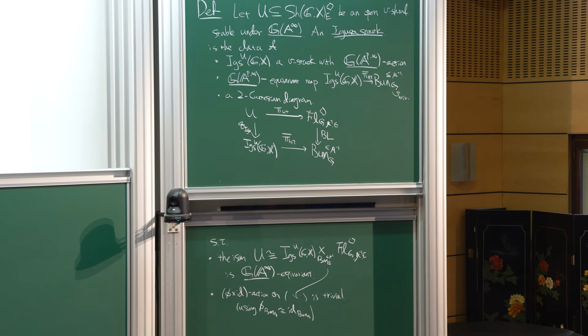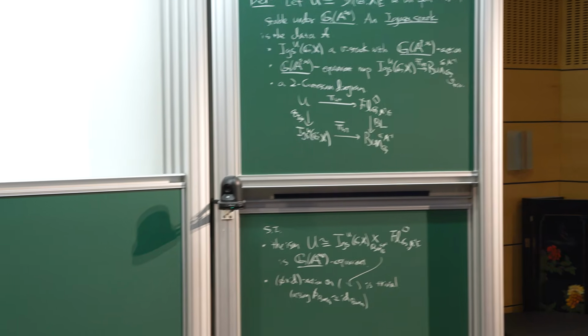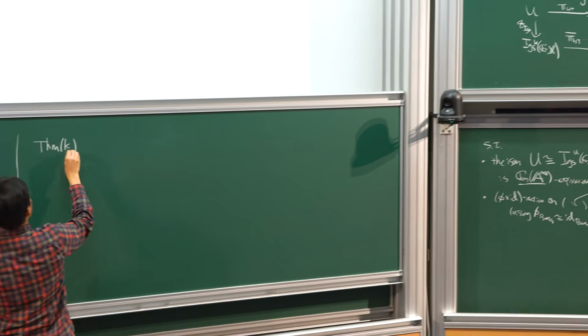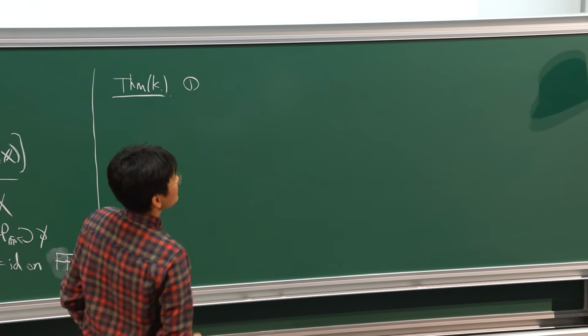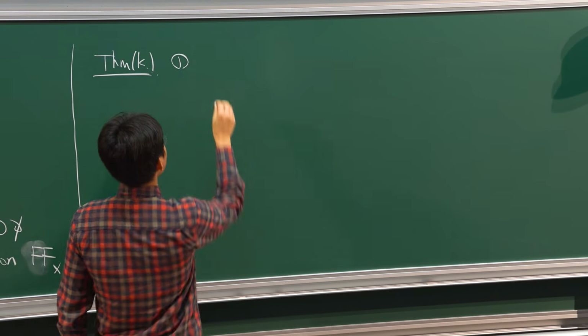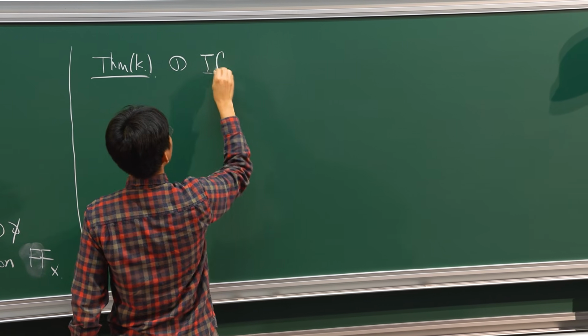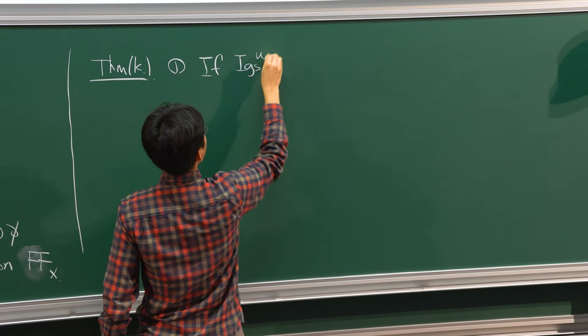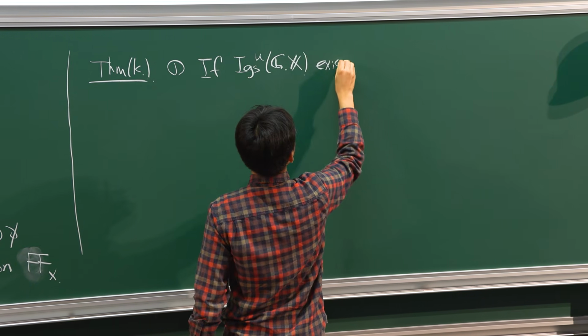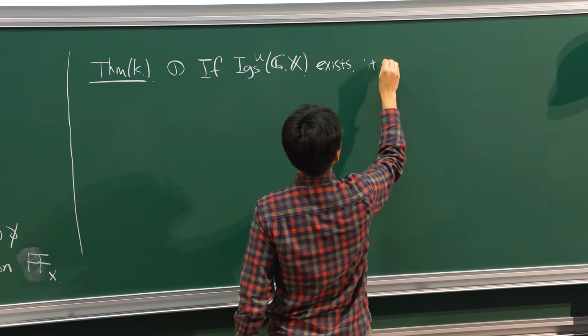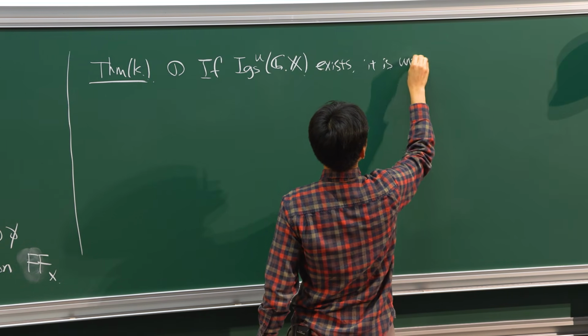Okay. So the main theorem I want to prove or explain has three parts. The first part is that if this Igusa stack exists, it is unique up to unique isomorphism.